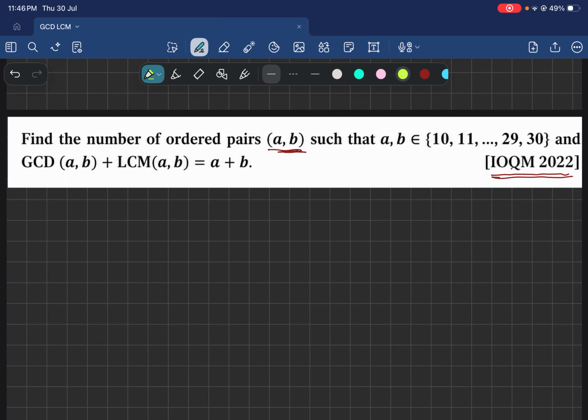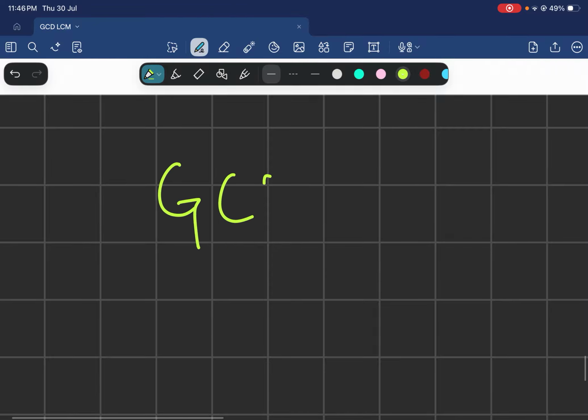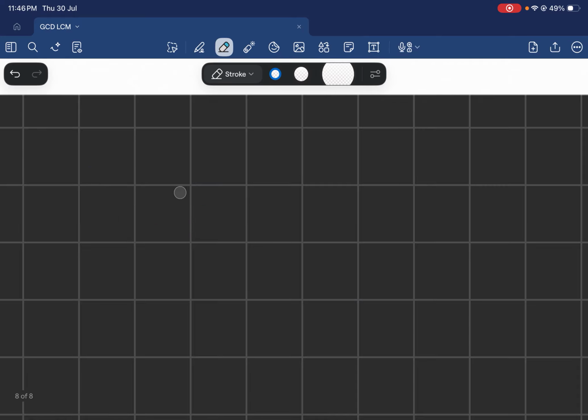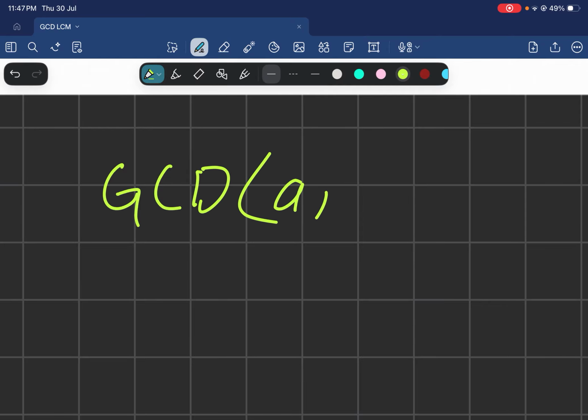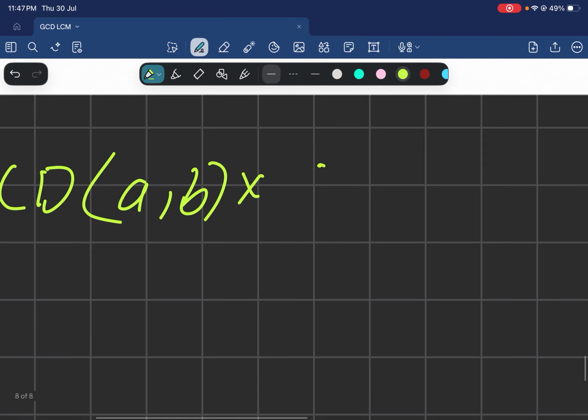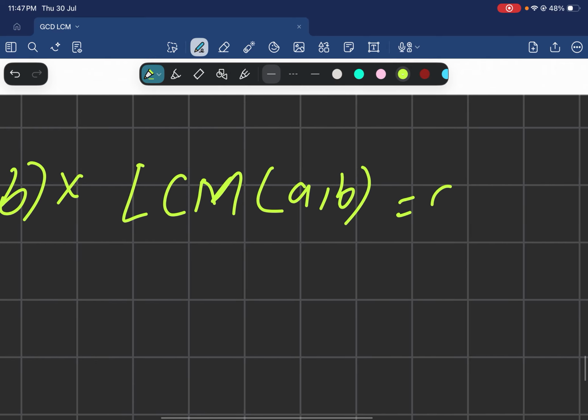So when I looked at this question, the very first thing that came to my mind was the GCD and LCM relationship, right? I prefer writing GCD like this. You can write GCD like this and LCM like this, but for this video, I'll continue to write it like that. GCD of A, B into LCM of A, B is equal to A into B, right?